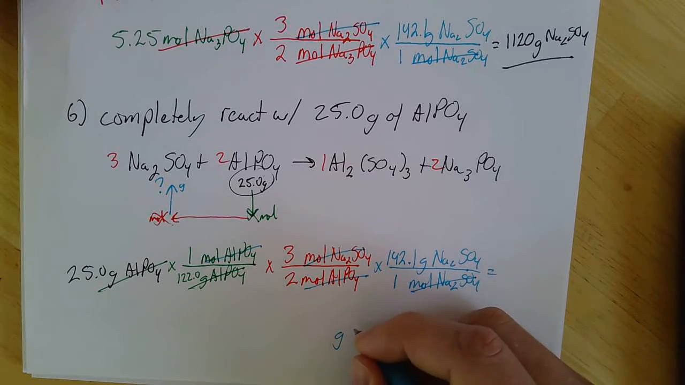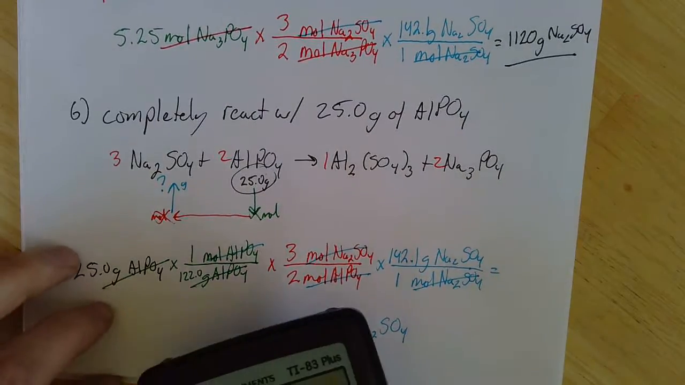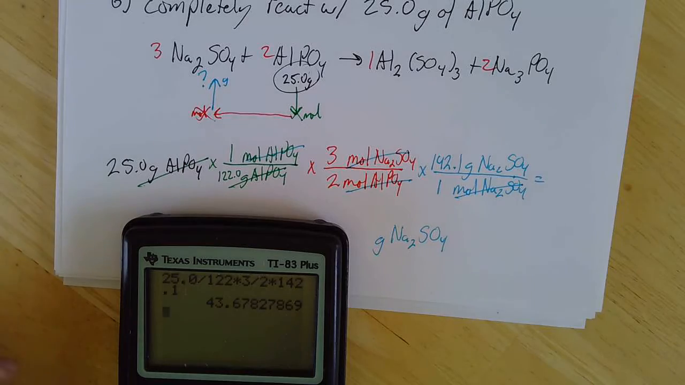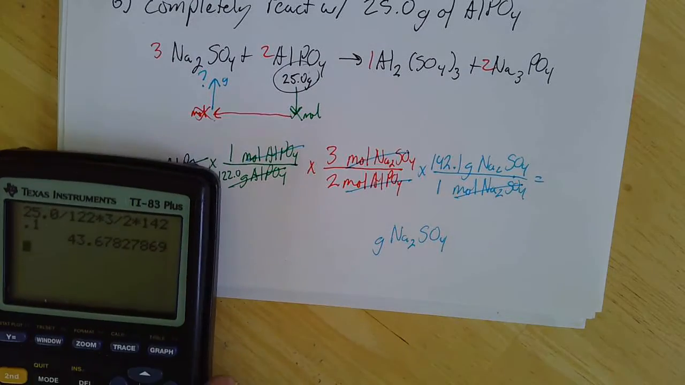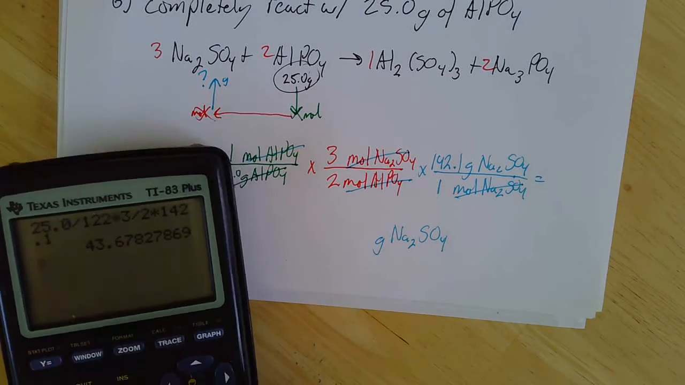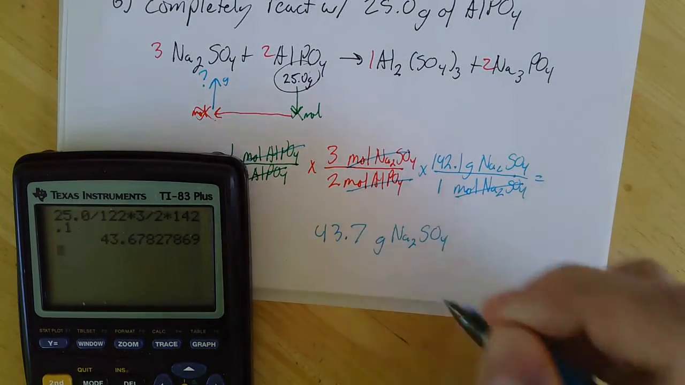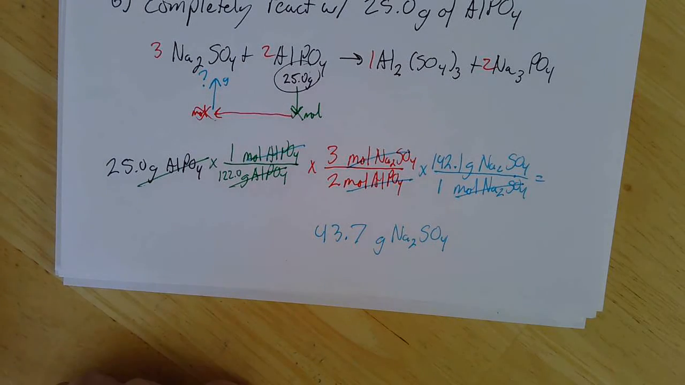We are left with grams of Na2SO4. So let's put that in our calculator and see what we come up with. Okay, so I have 25.0 divided by 122 times 3 divided by 2 times 142.1. Again, it might not look the same in your calculator if you're using actual fractions. That's totally okay. But since I gave you 3 sig figs, I should use 3 sig figs. So if you look at my number, it's 43.678. So I should be writing down 43.7 grams of Na2SO4.